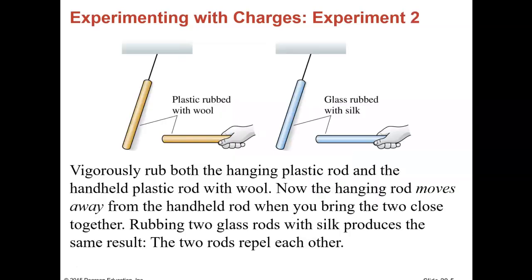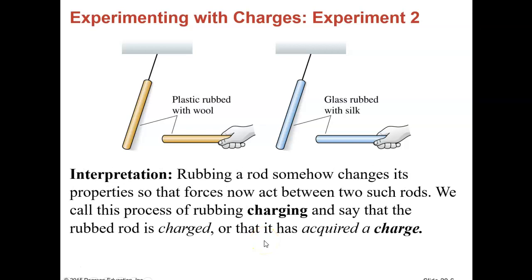All right, so then you rub both the hanging plastic rod and the plastic with wool, and then they move away from each other. Rubbing two glass rods with silk produces the same effect. They repel. What does that mean? It means that these two objects that are repelling each other have the same charge. Because something's happening, they've both acquired a charge of some sort. There is an electron imbalance. They're both charged.